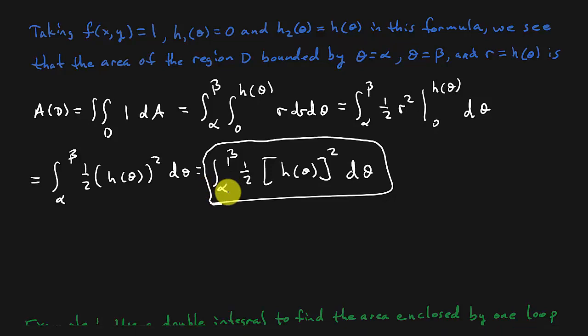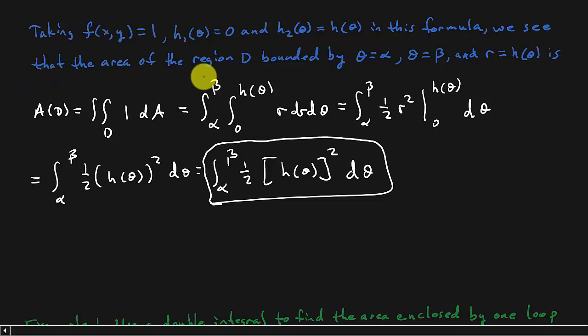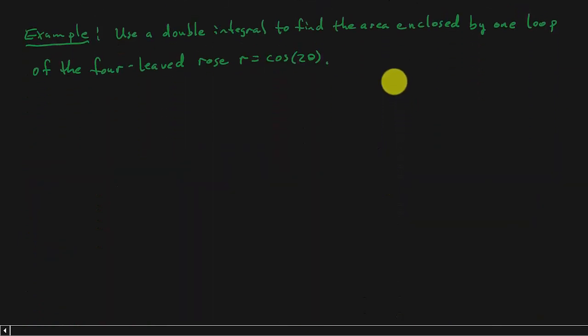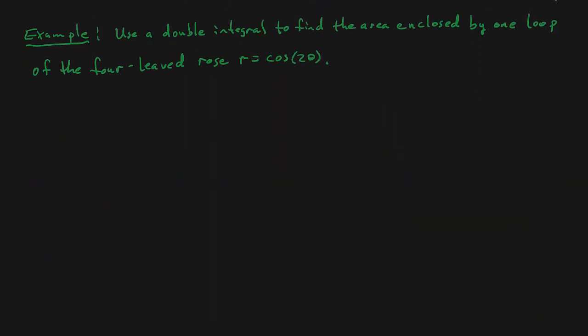All right, so let's work an example. Notice what this says: the area of the region D. So let's look at this one. It says use a double integral to find the area enclosed. So they're looking for the area enclosed by one loop of the four-leaved rose, r equals cosine 2 theta.